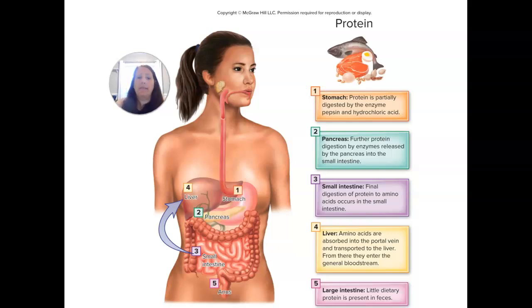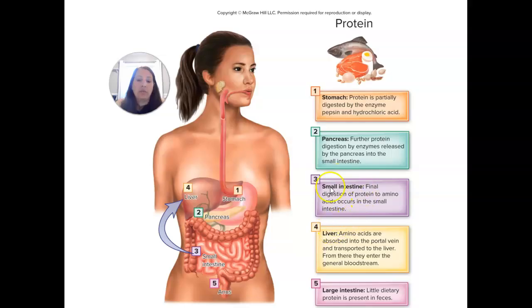Okay? Food will then move from the stomach into the small intestine. And in the small intestine, the pancreas is going to secrete other enzymes, pancreatic enzymes, into the small intestine. And in the small intestine, that's where most of the digestion of protein happens. We end up with single amino acids. Okay? On the next slide, I'll talk about this more. But after digestion occurs, absorption occurs. So absorption is in the small intestine.